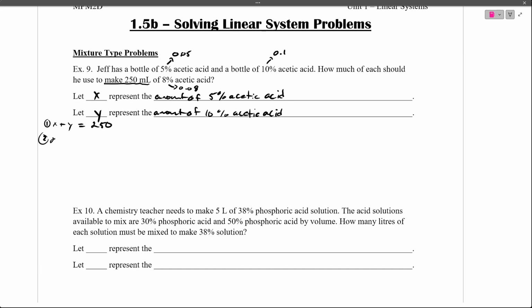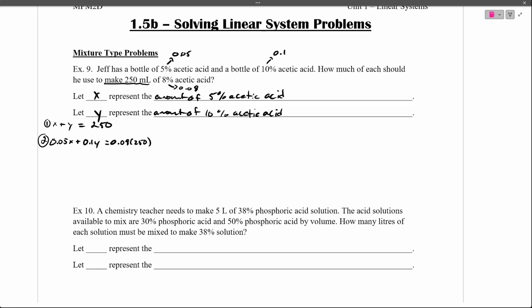So it's going to be equation 2. And we have 0.05x plus the 10% solution. How much of it? That's what we're trying to figure out. So 10% solution, 0.1y. And when we combine those two together, we get an 8% solution. And how much of it? 250 milliliters of it. We know exactly what we've got there. We've got 250 milliliters of 8% solution.